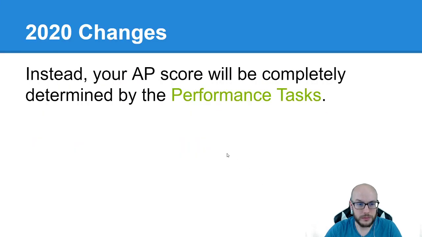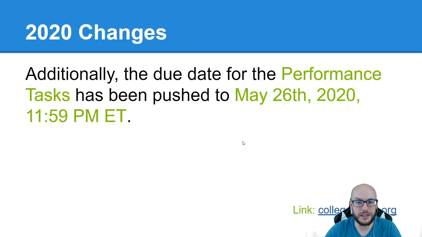So your score is going to be coming from those performance tasks, and additionally, they pushed the due date a little bit later. Someone said in chat: Create is 60%, Explore is 40%. Can you shoot me a link on where you found that?